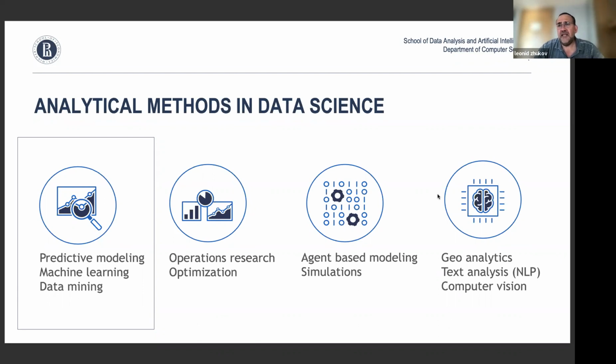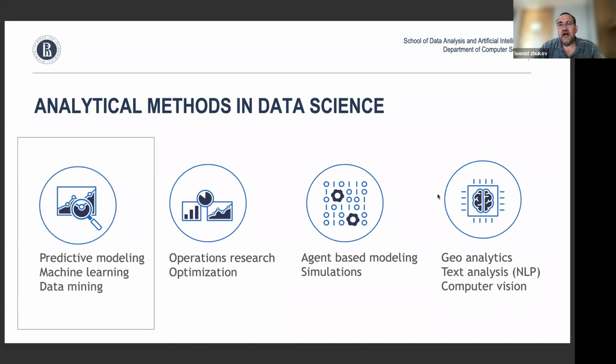And there are also very important problems and approaches of text analysis, or natural language processing, analyzing texts, where you talk about analyzing reviews, customer responses, all those things, and computer vision, or image analysis, which is also a very big field. Again, in this course, we're not going to touch those. It's not because they're not important.